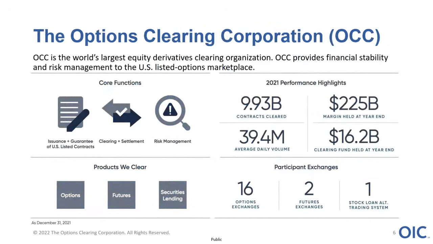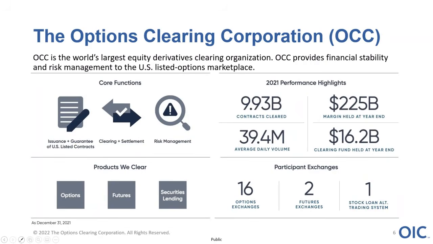So obviously, OCC is the world's largest equity derivatives clearing organization. Like I said, 2021, OCC cleared 9.93 billion contracts, and the average daily volume was 39.4 million contracts per day. In 2022, what we are currently seeing are numbers that are going to probably be higher than these numbers. They are meeting and/or exceeding these expectations. I would expect that at the end of 2022, you're going to see somewhere north of 10 billion contracts that OCC is going to clear. And this number is probably going to be north of 40 million per day on average. So it's important that you understand how these options work, because there's a lot of them trading.